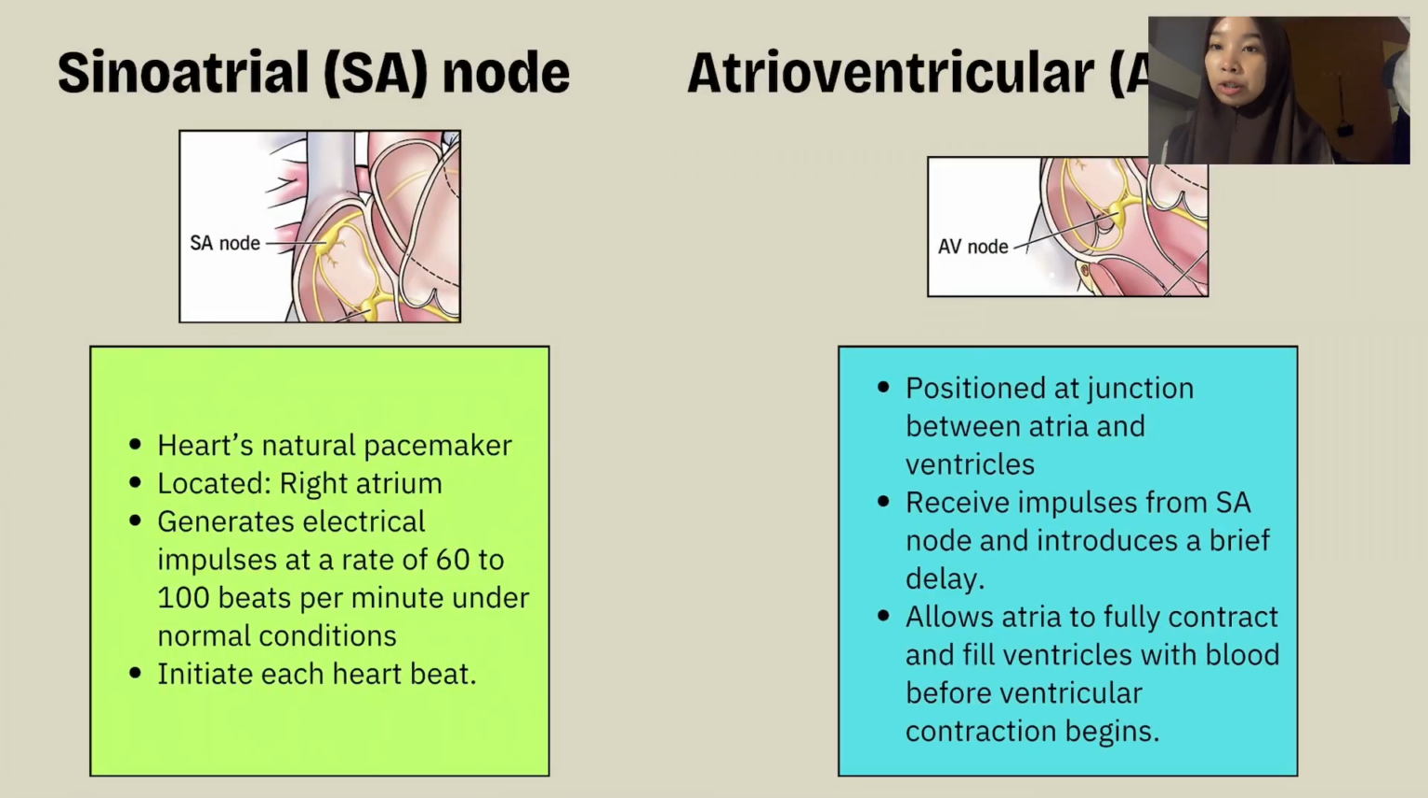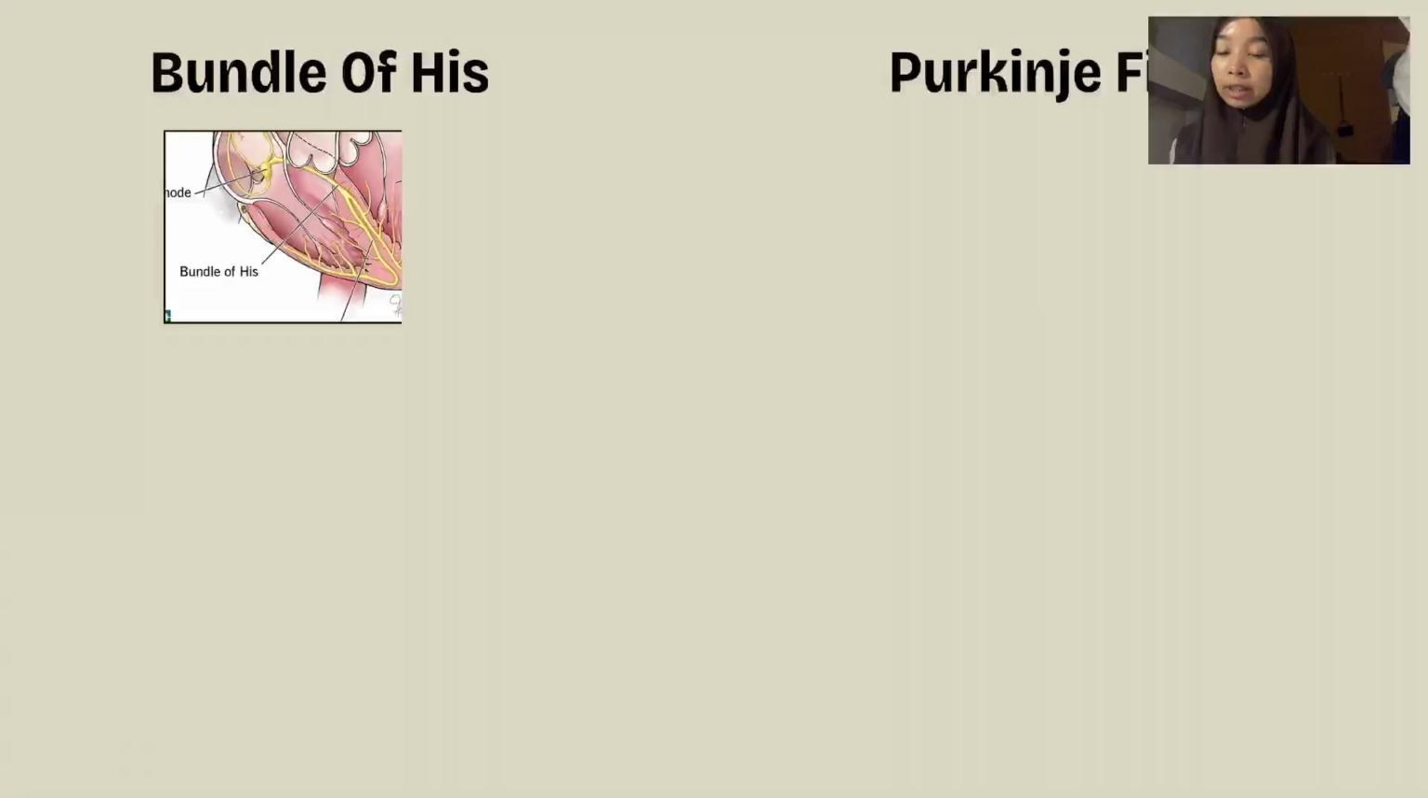So, sinoatrial node, SA node, is known as the heart's natural pacemaker, which is located at the right atrium. It functions to generate electrical impulses at the rate of 60 to 100 beats per minute under normal conditions. This also initiates each heartbeat. And then we have the atrioventricular AV node, which is positioned at the junction between atria and ventricles. It receives impulses from the SA node and introduces a brief delay. So it allows atria to fully contract and fill ventricles with blood before ventricular contraction begins.